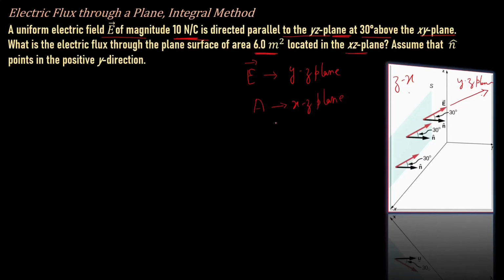So the area vector will be pointing along the normal to the XZ plane, that is, along the y-axis, in the positive y direction. These are the key points you have to keep in mind: the direction of the electric field, the plane in which the area is placed, and its corresponding area vector. Now it will be easier for you to find the angle, as the angle between the electric field and the normal vector is already given as 30 degrees.